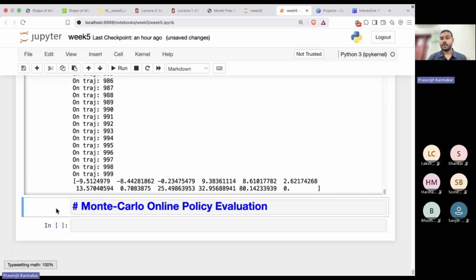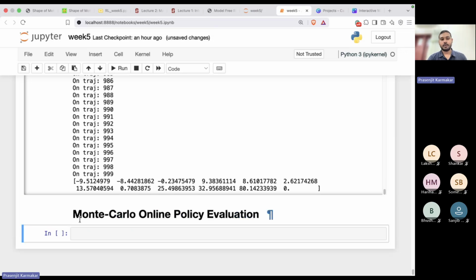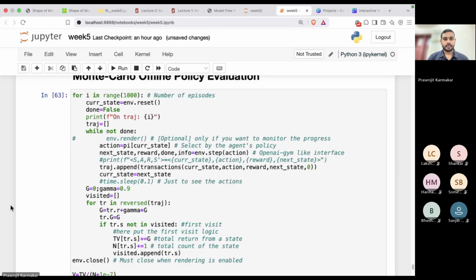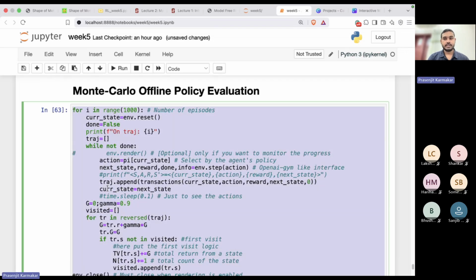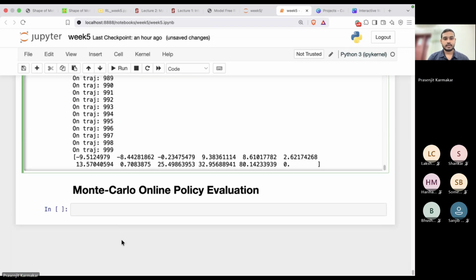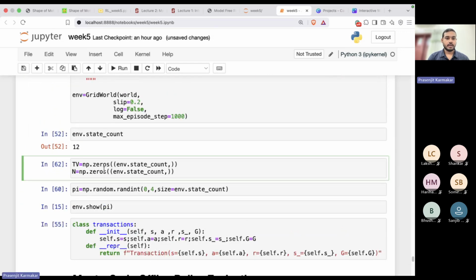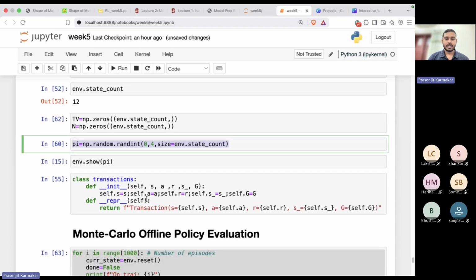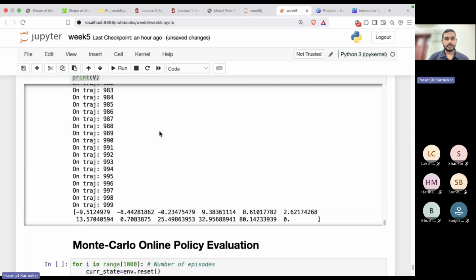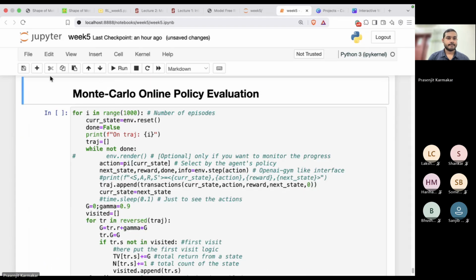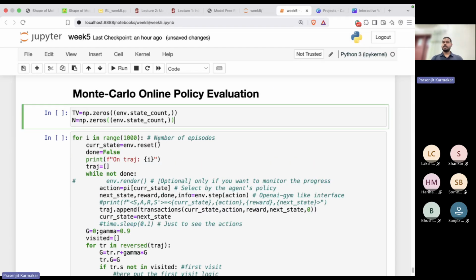So why online? Because now we have access to the value of the policy in every trajectory, right? So you just copy the entire code as it is. The environment can be the same, we don't have to copy. The policy can be the same also for now. The transaction class is already there. We'll have this V and N initialized over here. We again go for the same 100,000 trajectories to update.